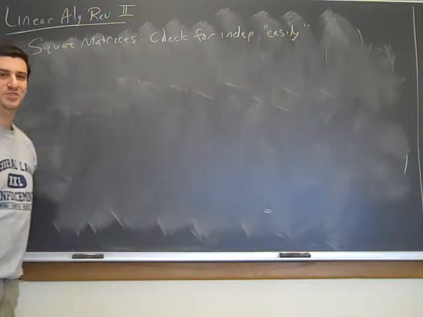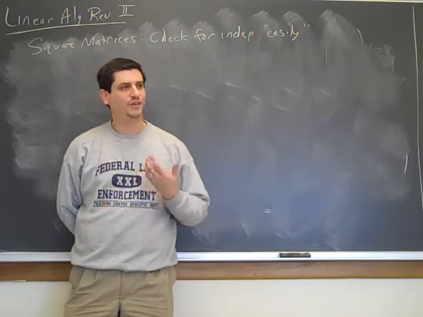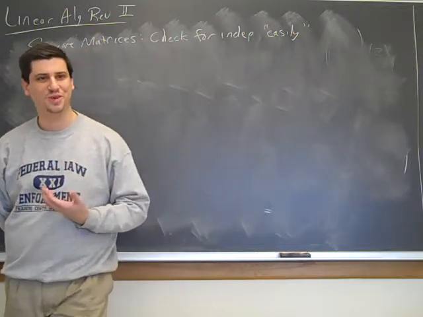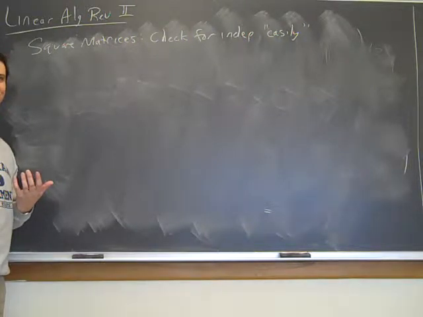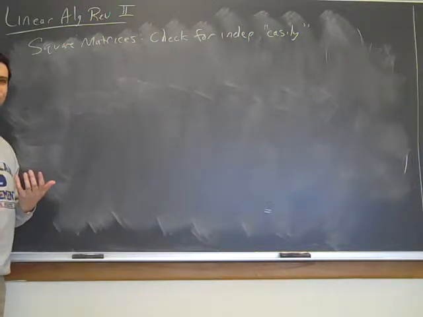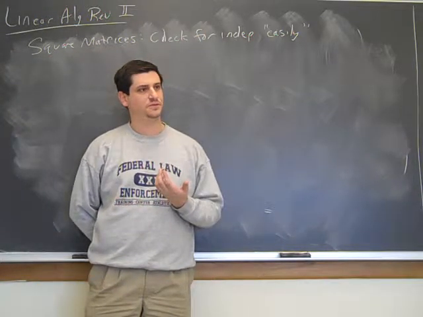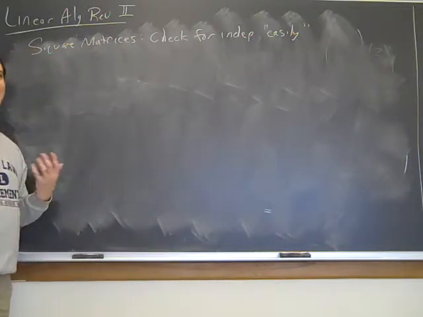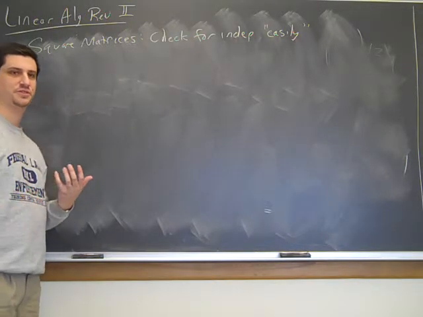So does anyone know the way to check and see if the columns of a square matrix are independent? There's a very nice number associated with the matrix. There's not that many numbers you can associate with the matrix. If you remember eigenvalues, you use this function when you're looking at eigenvalues. It's the determinant of a matrix.